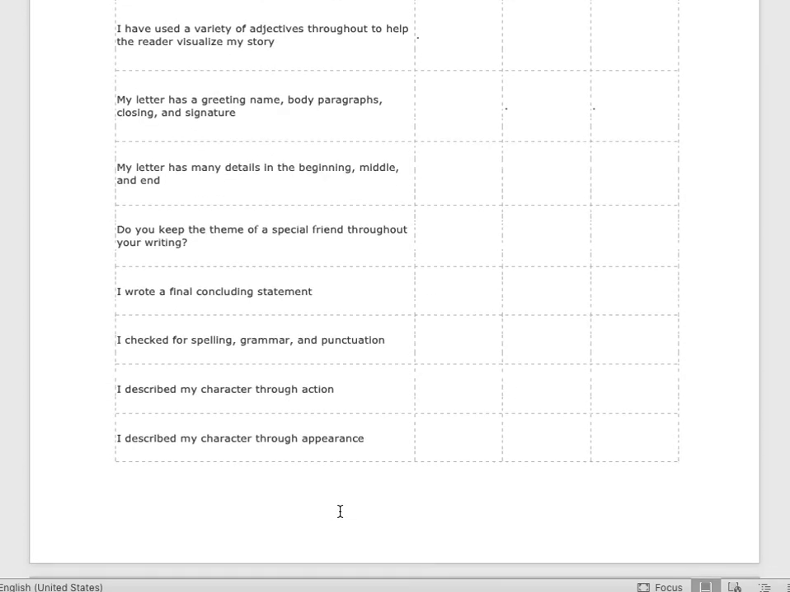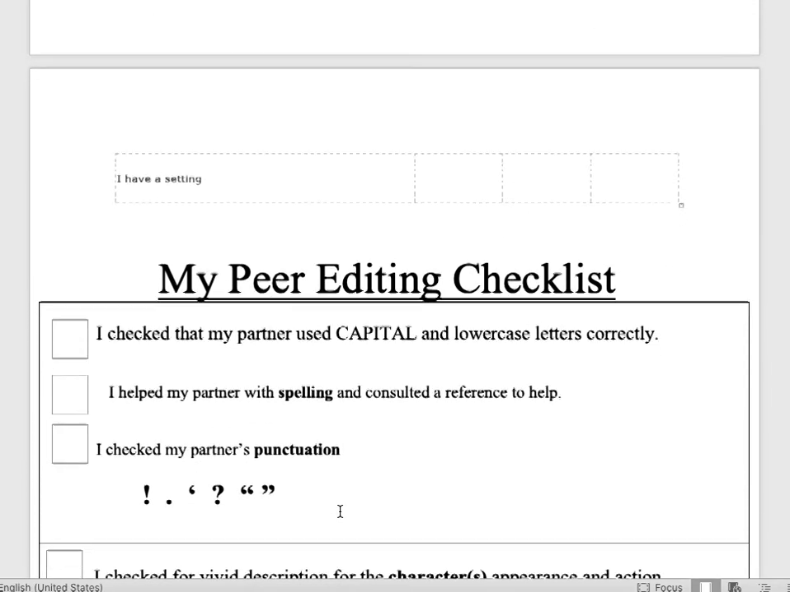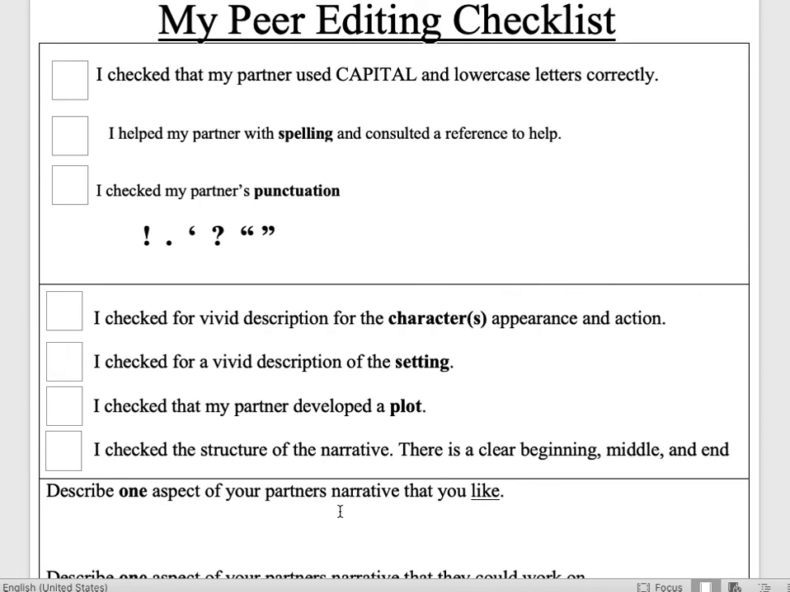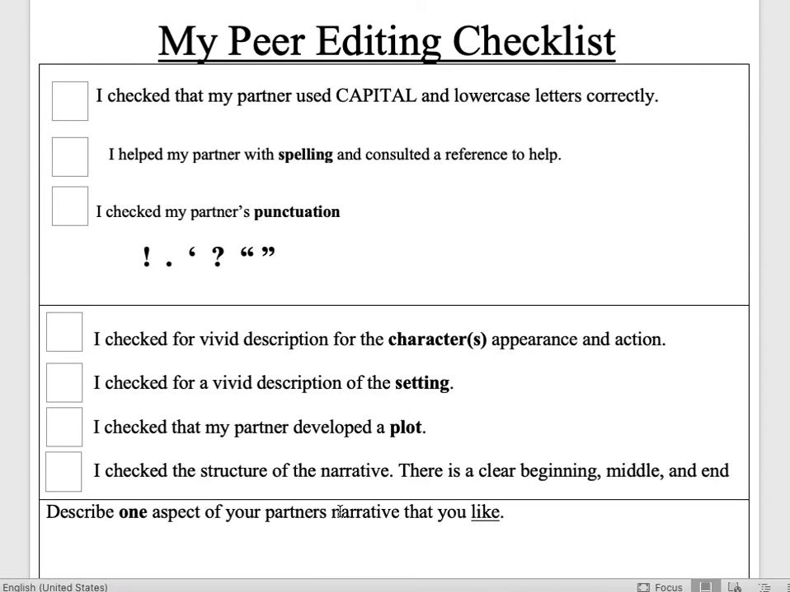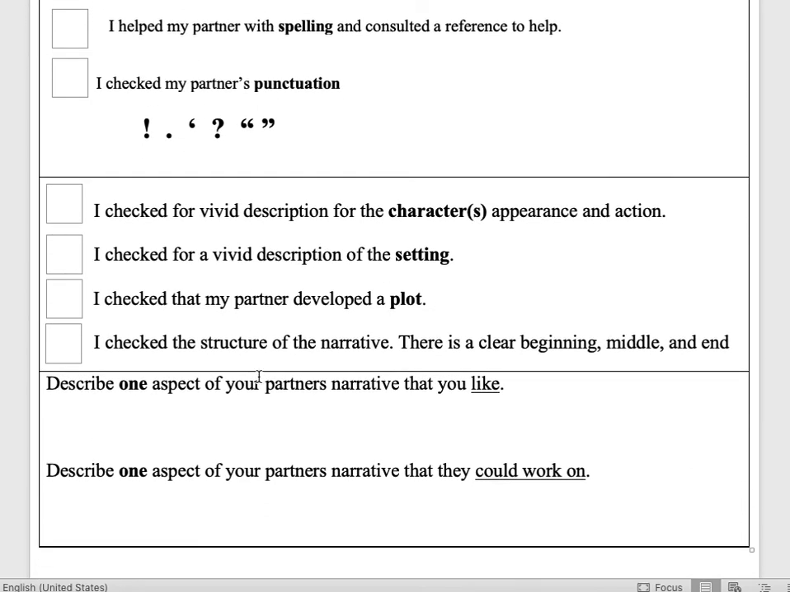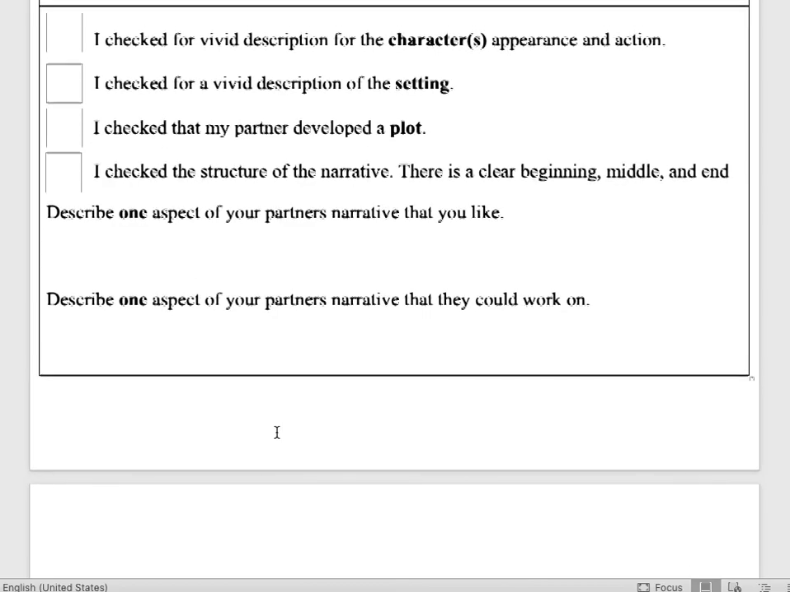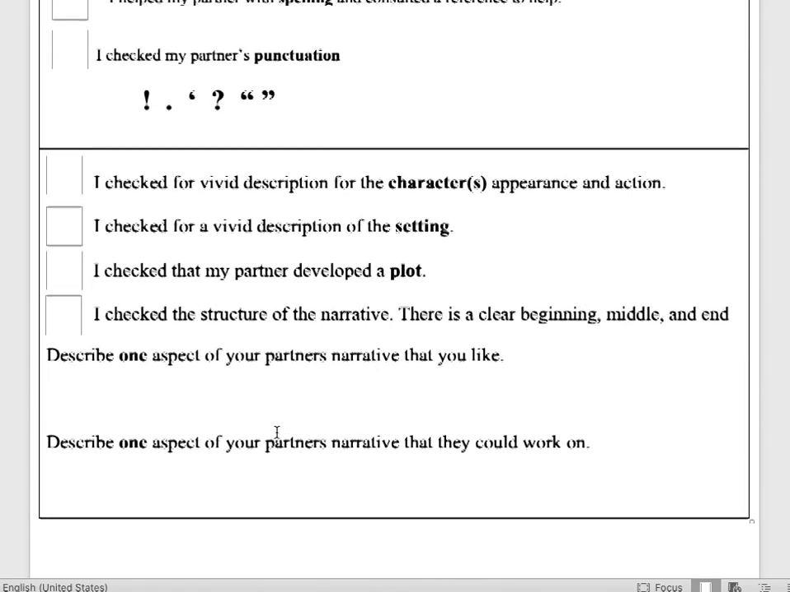And then we will also do a peer exchange. And here is a peer editing checklist that I provided for students. Since we're focusing on a younger group, I thought it would be a lot easier for them to just be able to give a little check, as well as some writing provided at the end. And then they should be ready to publish their letter.